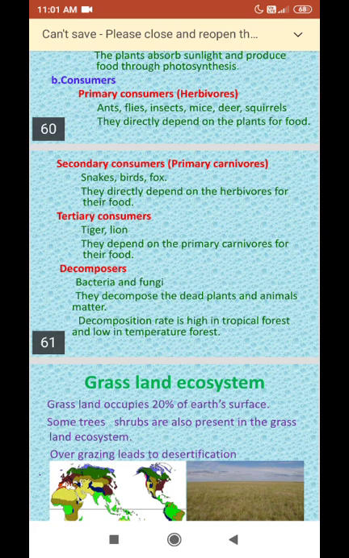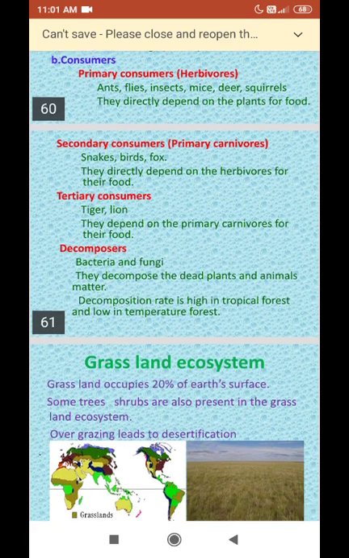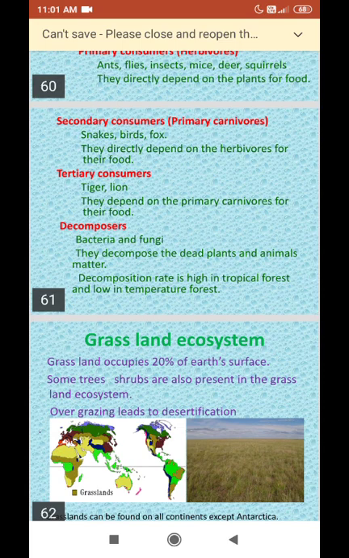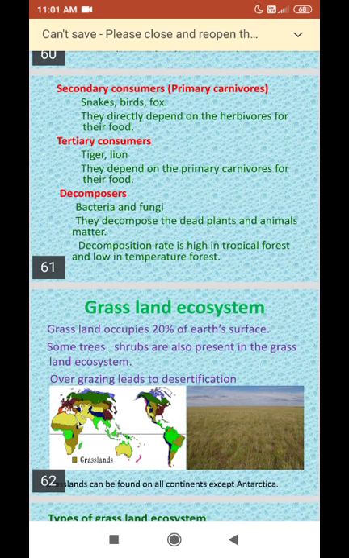Then the last one is the decomposer. Here bacteria and fungi are examples of decomposers. They decompose dead plant and animal matter. Decomposition rate is high in the tropical forest and low in the temperate forest.